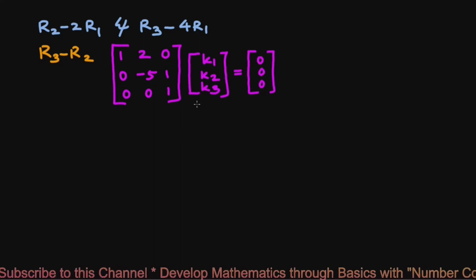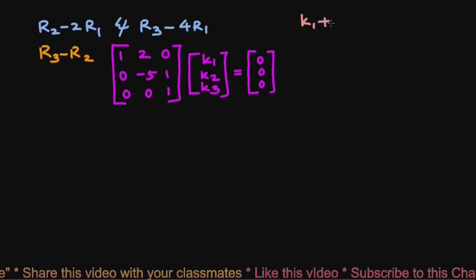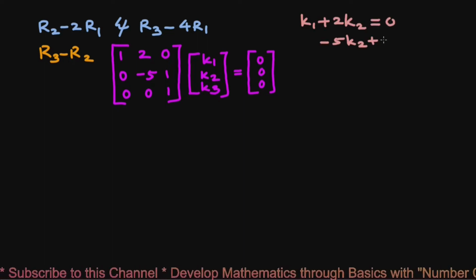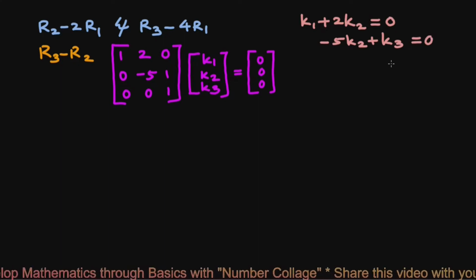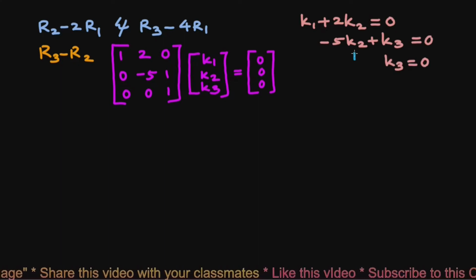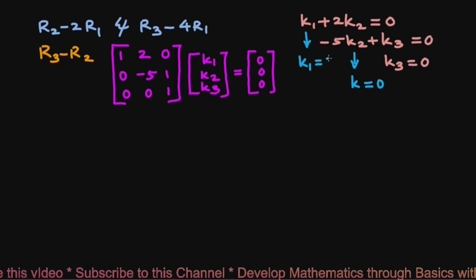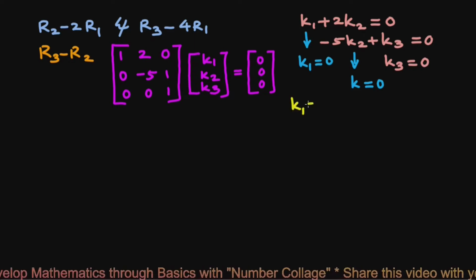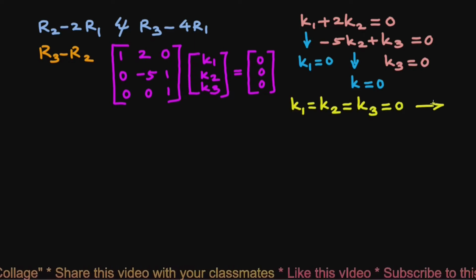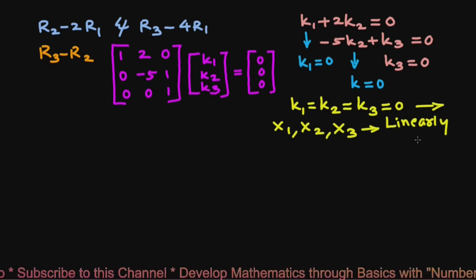By matrix multiplication, we will get linear equations k1 plus 2k2 equals 0, minus 5k2 plus k3 equals 0, and k3 equals 0. Now this gives us k2 equals 0 and k1 also equals 0. Now since k1, k2, k3 are all zeros, the vectors x1, x2, x3 are linearly independent.